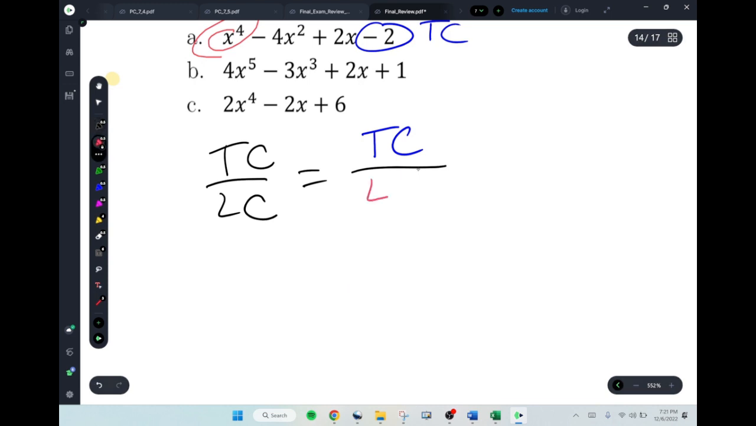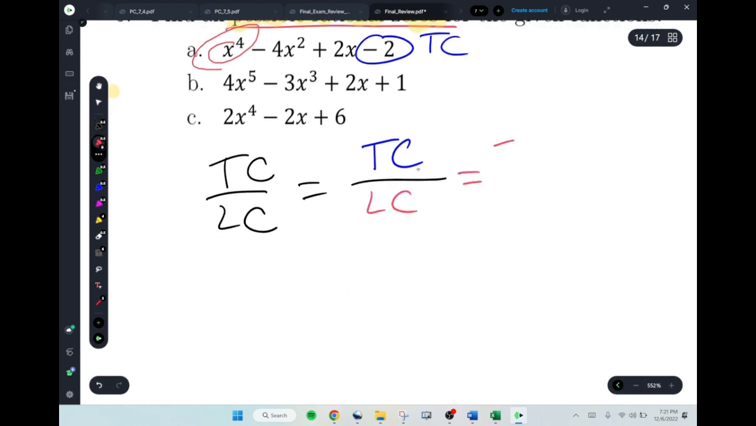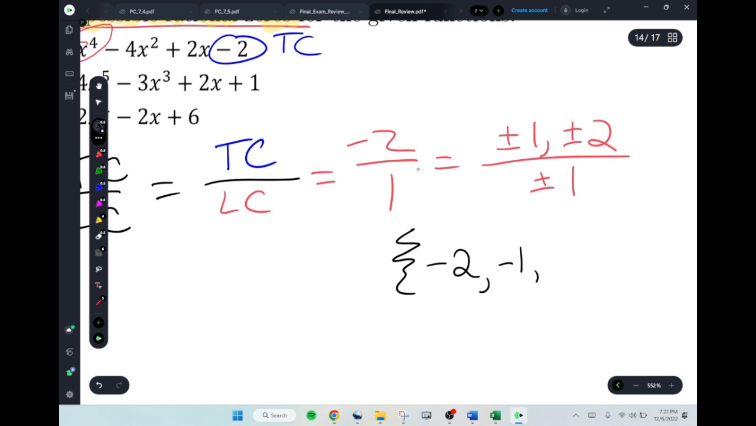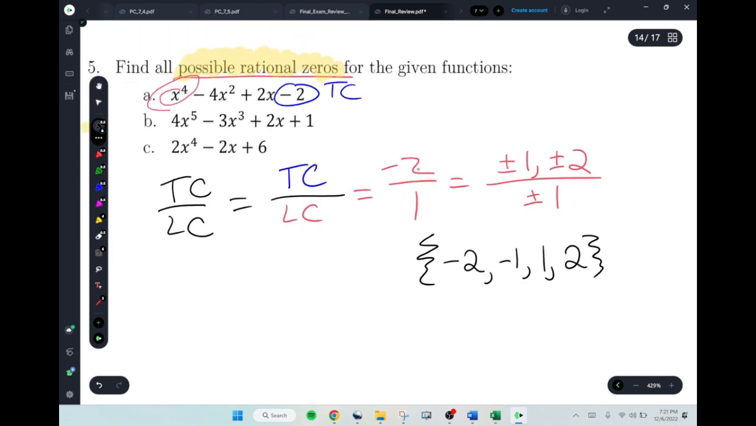TC over LC. Sorry for the delay. So that's going to be -2 over 1, you said? Which is going to be what? Does the factors of -2? And what are the factors of 1? And so that makes this set of what? -2, -1, 1 and 2. Right?